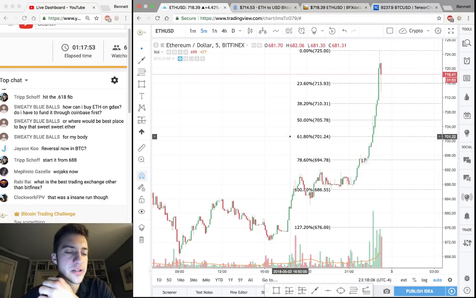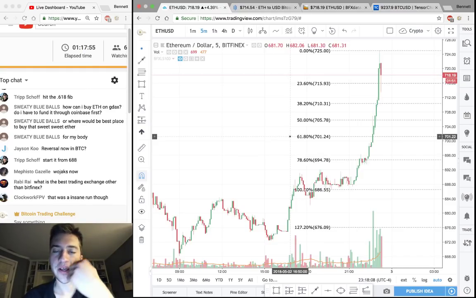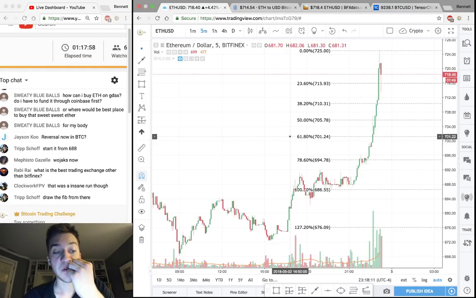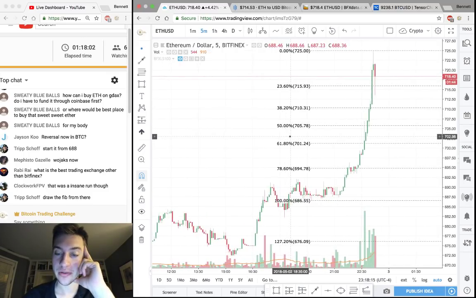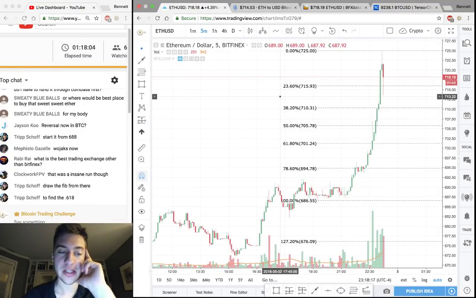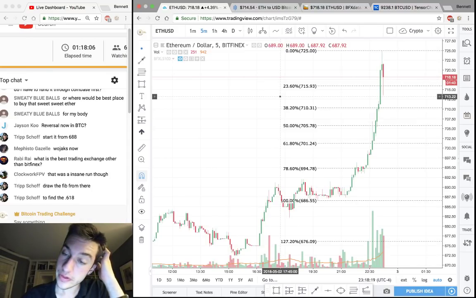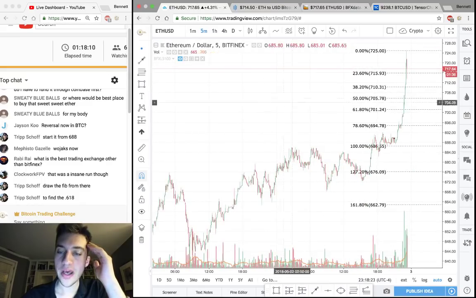I would say GDAX is probably the second best next to Bitfinex, but I wish I could trade on Bitfinex. Bitfinex is a great exchange, for sure. But they stopped allowing U.S. customers, which is unfortunate.